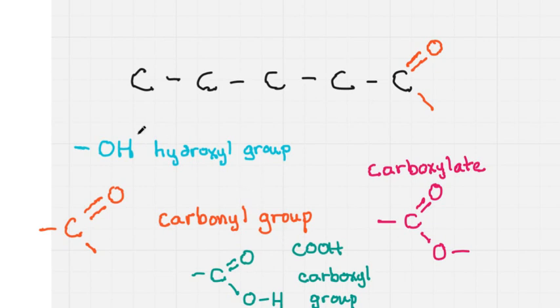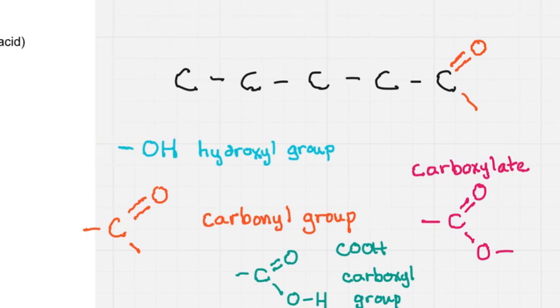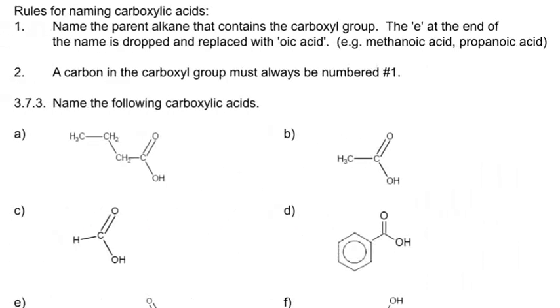So, this was important when we were talking about alcohols. Carbonyl group and carboxylate, I'm not going to say quite so much in this lesson, but we are going to talk about carboxyl groups a whole bunch, because if you have a carboxyl group on you, then you are a special category of compound called a carboxylic acid. And we need to know how to name these.